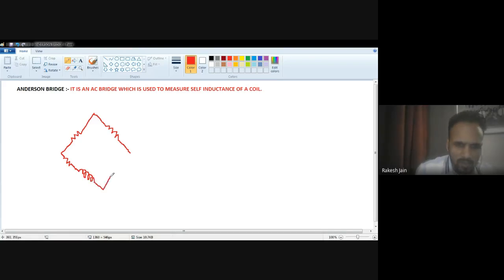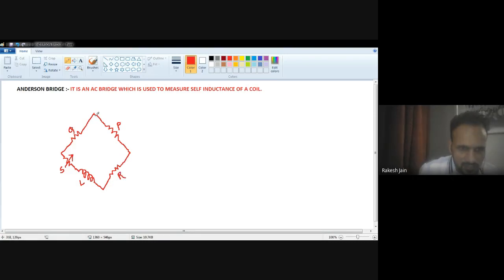And the fourth arm also consists of a resistance. Let me write down the names of those resistances. Let this resistance be P, this one is Q, and this is a variable resistance, let's suppose, whose value is S. This is an inductance L. So P, Q, S, and this is R. So P, Q, R, S are four resistances.